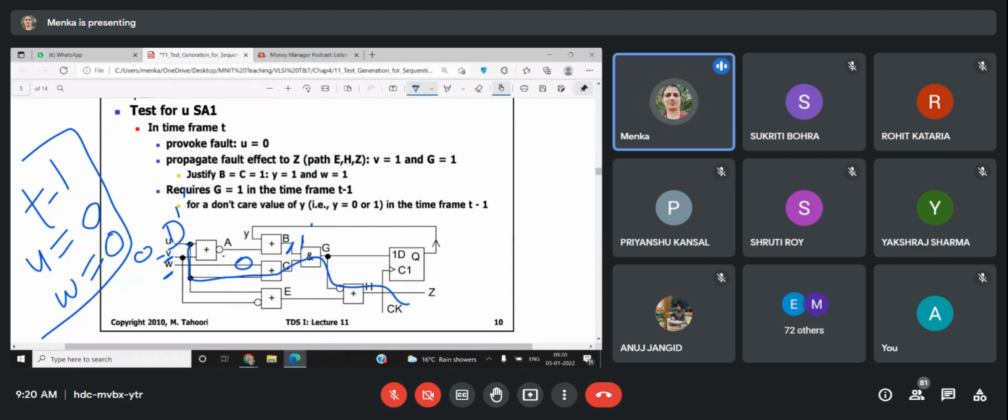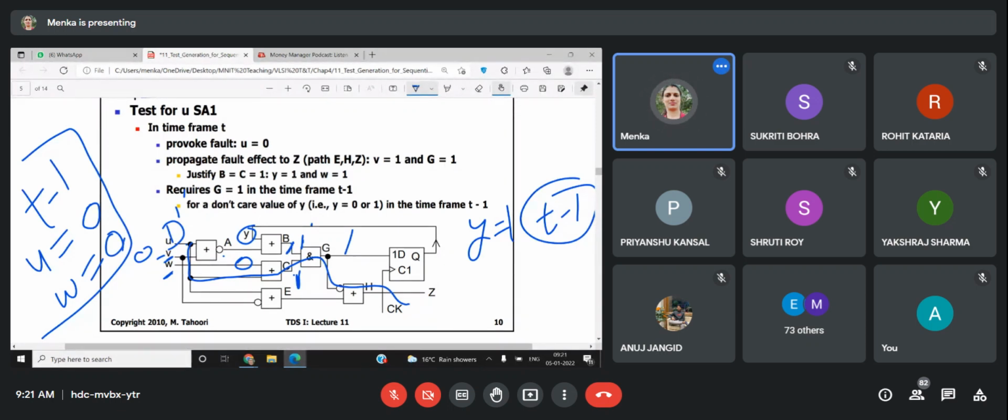Okay, the value of y is expected to be 1. So your target in the t minus 1 time frame now has to be y is equal to 1, right? Once you have y is equal to 1, what will you have to do? Any one of these is expected to be 1, so it is easy to make this 1. C is equal to 1 will happen when your w is 1, then you will have c is equal to 1.